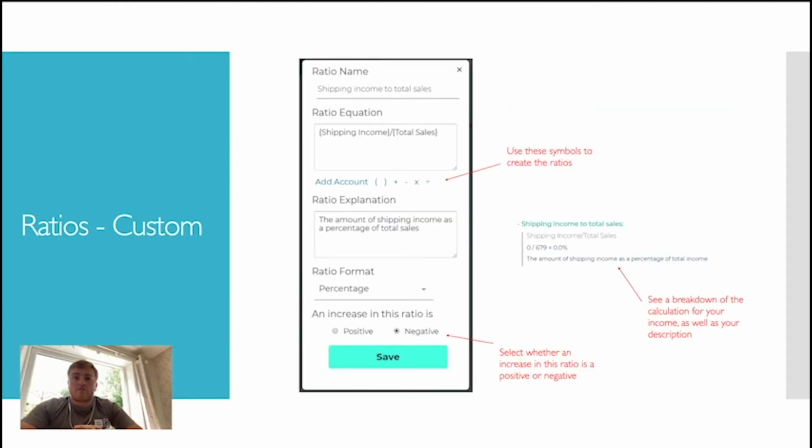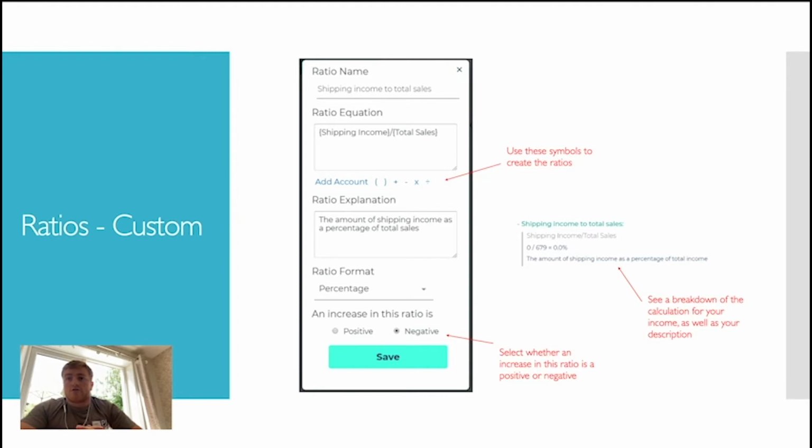So moving on to custom ratios, these can be created by yourself with great ease to show a key bit of detail that you might not be able to find elsewhere. For example, in this custom ratio that I've created, I wanted to see what percentage of my total income was made up from shipping income. So I started by clicking the add account button and then selecting shipping income. I used a divide symbol and then found my total sales account.